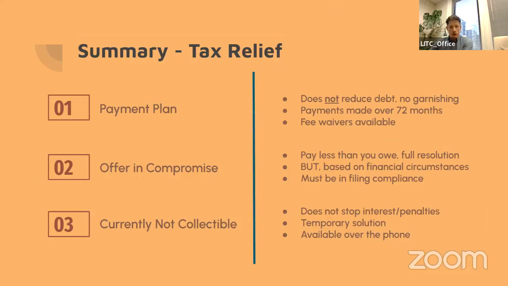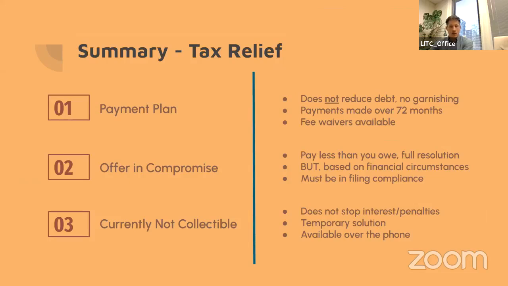For the offer in compromise, you pay less than what you owe, and this fully settles your debt with the IRS. But it's not a given that you will be able to pay that lower amount. That's a calculation that's based on your individual financial circumstances. And again, you must be in filing compliance in order to get that relief from the IRS.